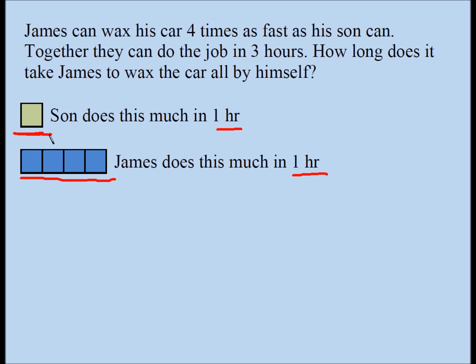Son is the slower of the two. We're going to assume the son does 1 square in 1 hour. During the same 1 hour, the dad must be doing 4 squares because dad is 4 times as fast. Now we're going to convert these two in our same picture.